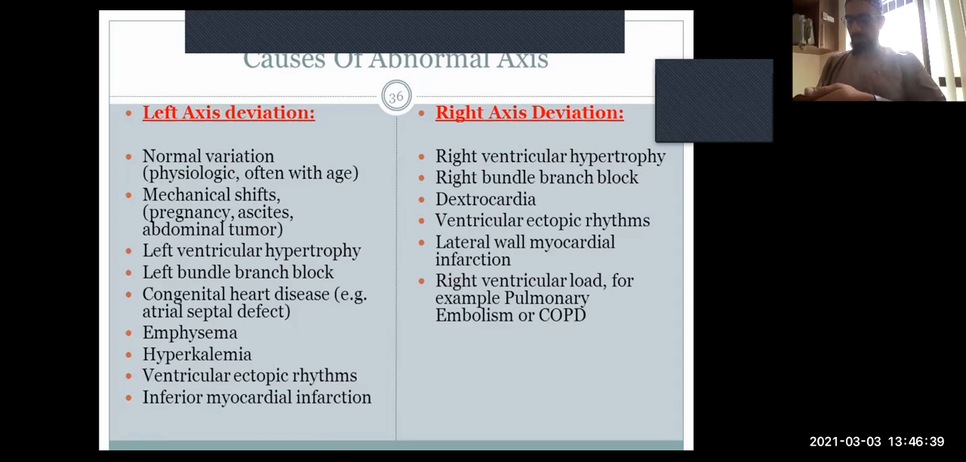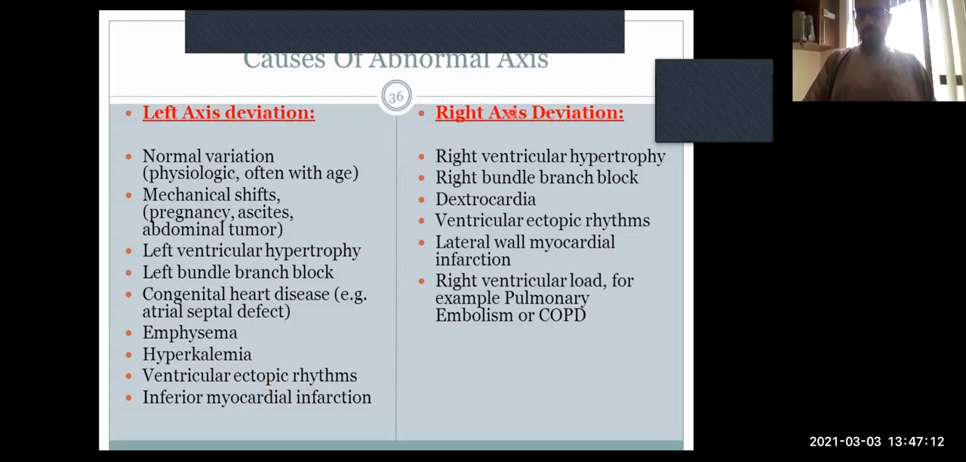So you repeat after me. Either number one, the left side is taking more electricity. So let's look at causes for that. Normal, which can happen, mechanical shifts like pregnancy, where your heart needs to be enlarged, left ventricular hypertrophy, left bundle branch block, congenital heart disease, all these things, and an inferior myocardial infarct, which is basically that the entire bottom part is damaged, and now the electricity is shunted to the left hand side.